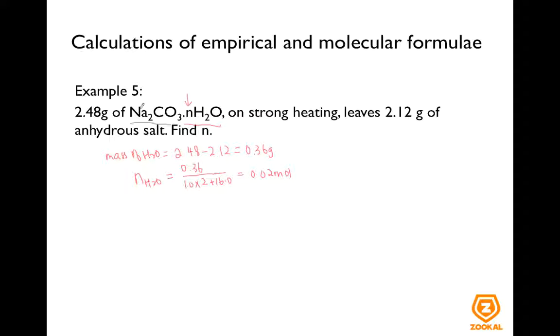We need to find the ratio of the number of moles of sodium carbonate to the number of moles of water. To do this, we will use this mass of anhydrous salt. Anhydrous salt means there's no water left anymore. So we will take the number of moles of sodium carbonate is equal to 2.12 divided by the relative molecular mass of sodium carbonate. So that will be 23.0 times 2 plus 12.0 plus 16.0 times 3. That is equal to 0.02 moles. So now we see the ratio of water to sodium carbonate is actually 1:1. So N is equal to 1.